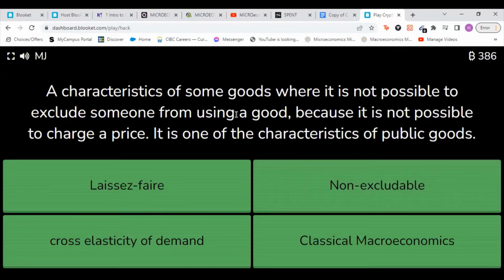A characteristic of some goods where it is not possible to exclude someone from using a good because it's not possible to charge a price is one of the characteristics of public goods. Non-excludable. Excellent.